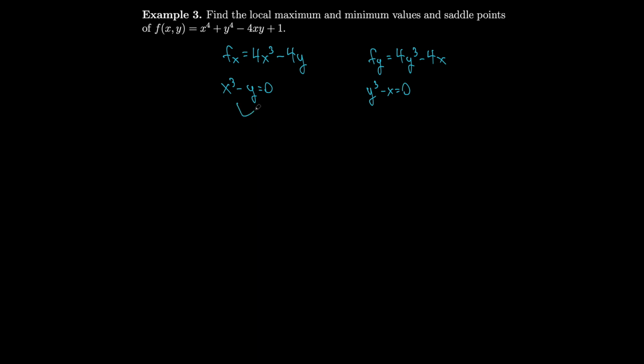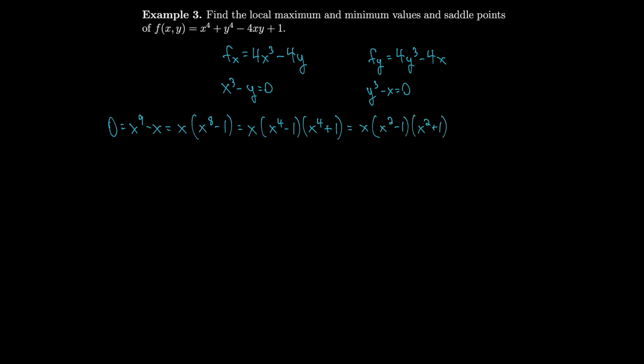So how about I solve for y over here? I get that y is equal to x cubed, and then I can substitute that in over here, and I'll get 0 is equal to x to the 9th minus x, which is x times x to the 8th minus 1 when I factor. And then I can keep factoring and get x times x to the 4th minus 1 times x to the 4th plus 1, because that's a difference of 2 perfect squares. But then I have another difference of perfect squares, so I can factor that as x squared minus 1 and x squared plus 1. And I still have my x to the 4th plus 1.